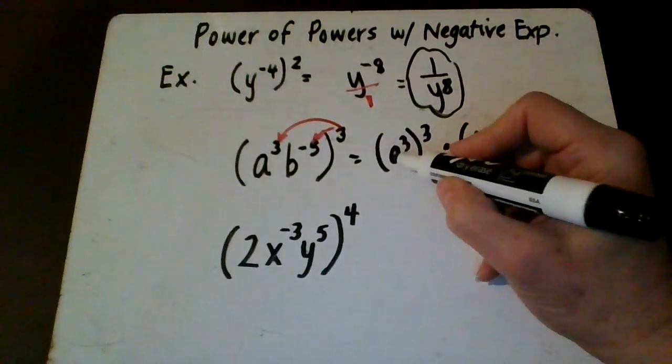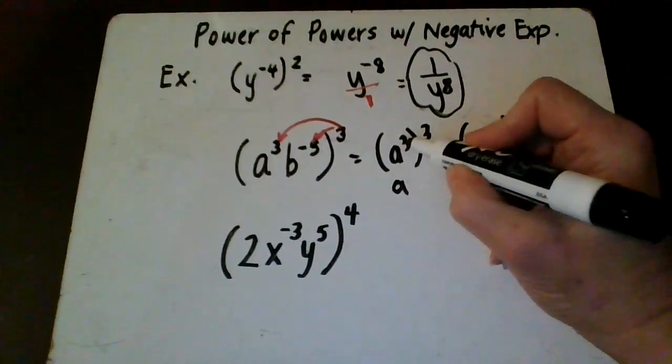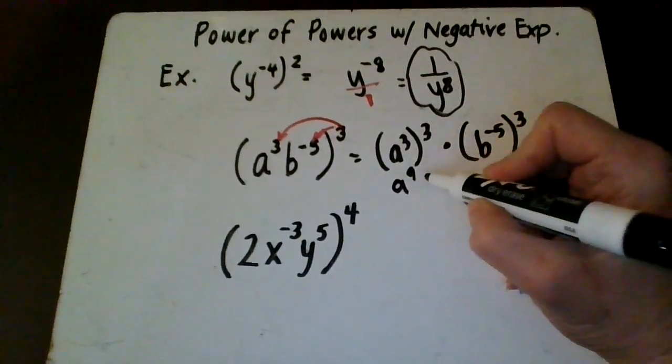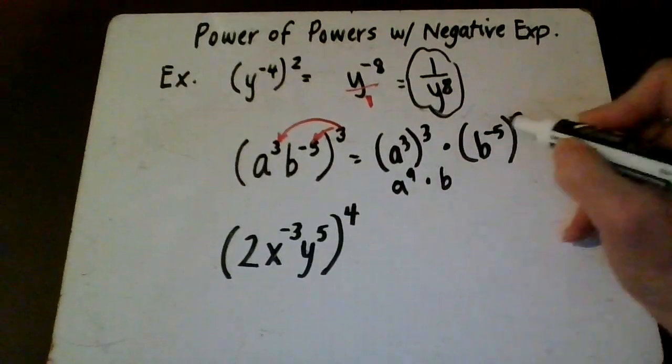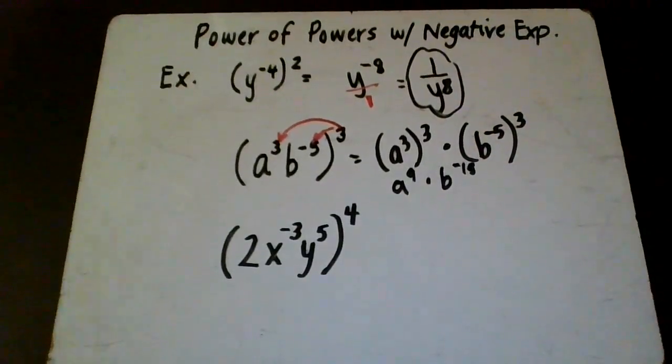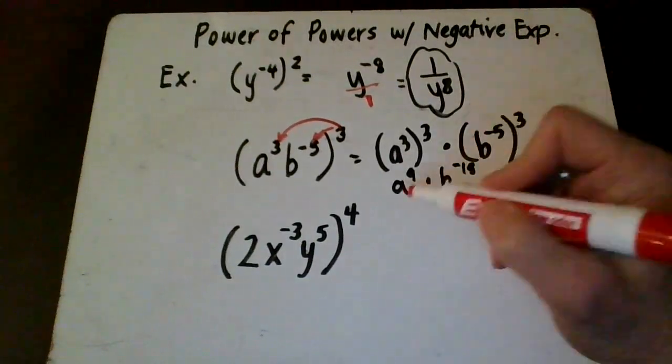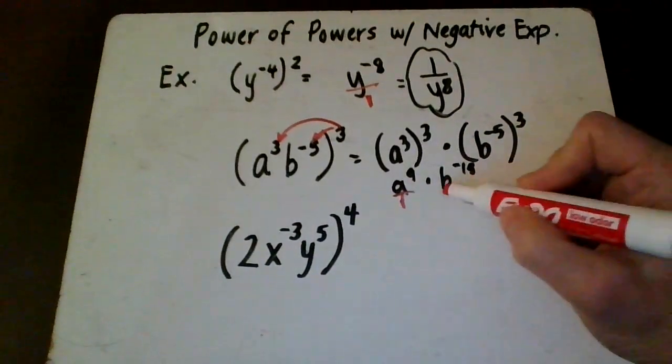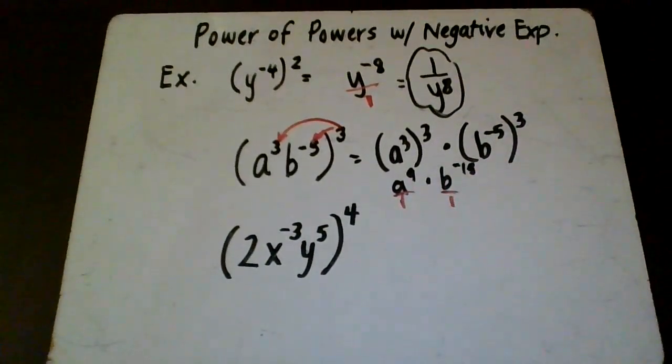Now I go ahead and keep the base the same, multiply. 3 times 3, which is 9. Keep the base the same and multiply. Negative 5 times 3, which is negative 15. This one's positive, put a 1 under it, leave it alone. This one is negative, so it's going to get flipped.